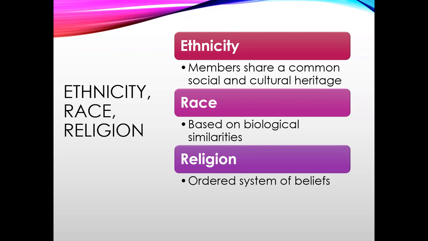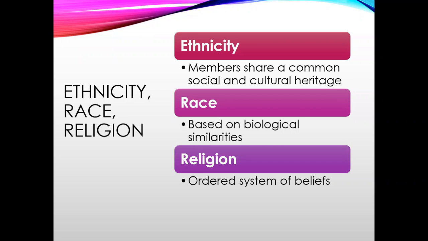So ethnicity is similar to culture in that it refers to groups whose members share common social and cultural heritage that's passed down from generation to generation. Ethnicity is also similar to subculture in that the members of the ethnic group have some characteristics in common that are not shared or understood by outsiders. Ethnicity may include race, but it's not the same as race. Race refers to the grouping of people based on biological similarities, such as skin color, blood type, or bone structure.